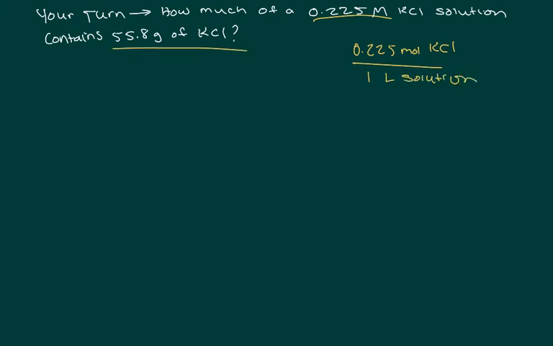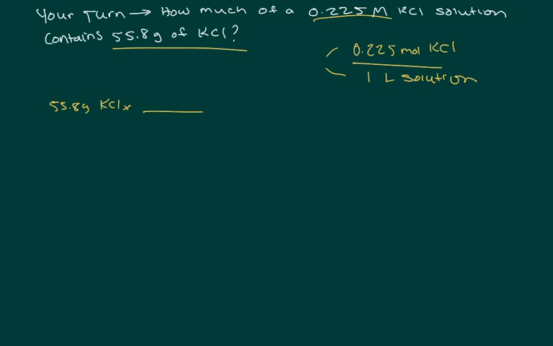So here I'm given the mass of KCl. So if I have 55.8 grams of KCl, or potassium chloride, I want to be able to convert to liters volume, because I want to know how much of a 0.225 KCl solution contains 55.8 grams of KCl. I can't go directly from grams to liters, I have to use this conversion factor. That's how molarity becomes my conversion factor. But I can't use it just yet because my molarity is given in moles per liter.